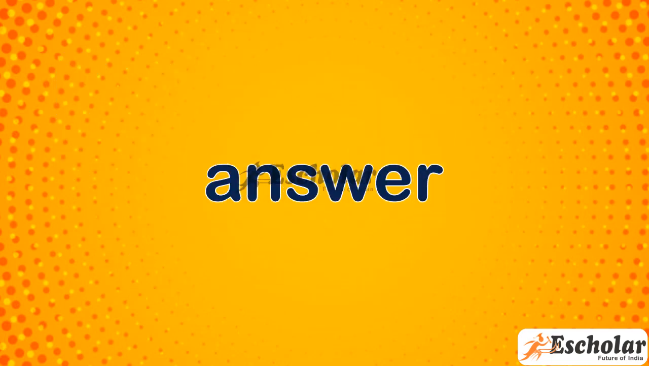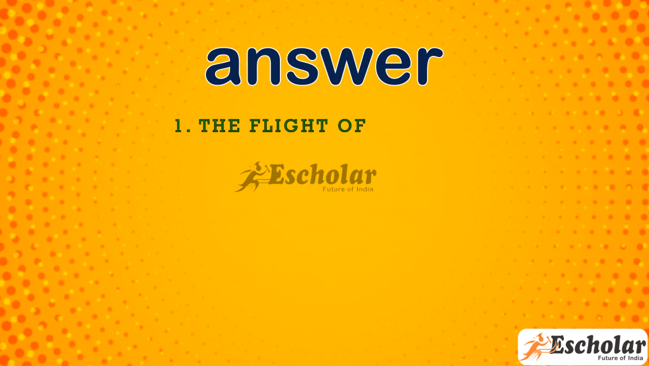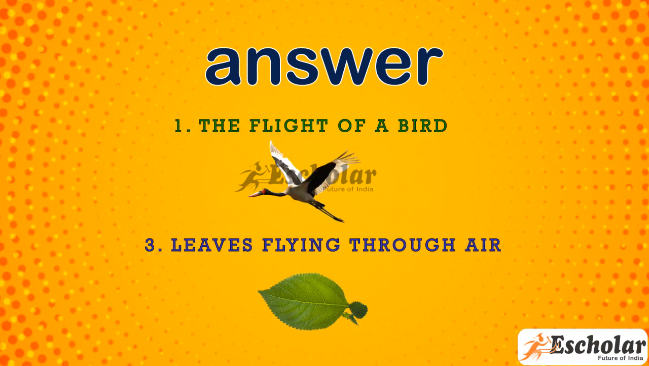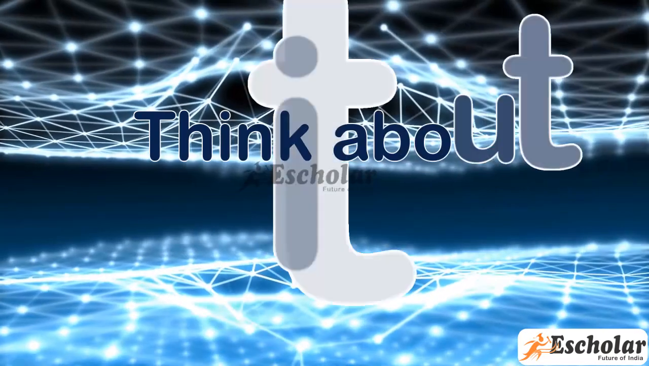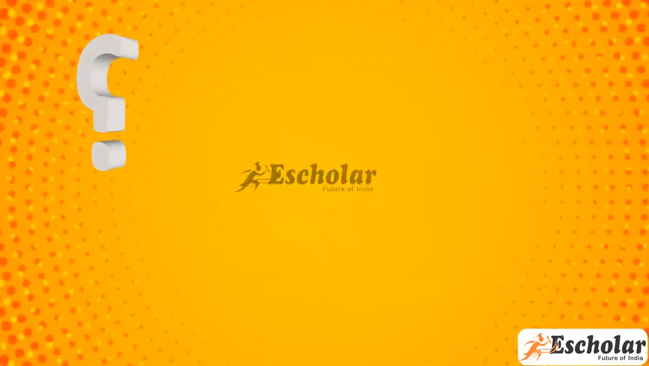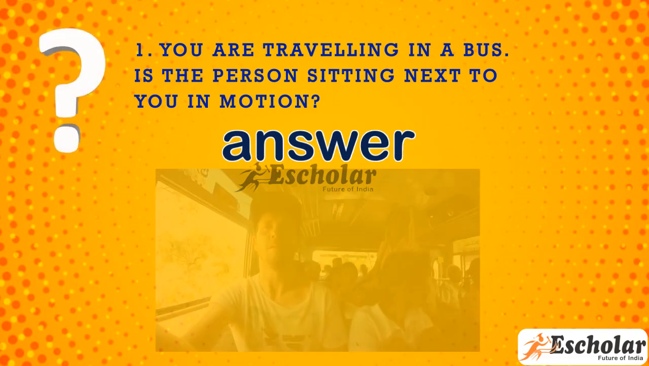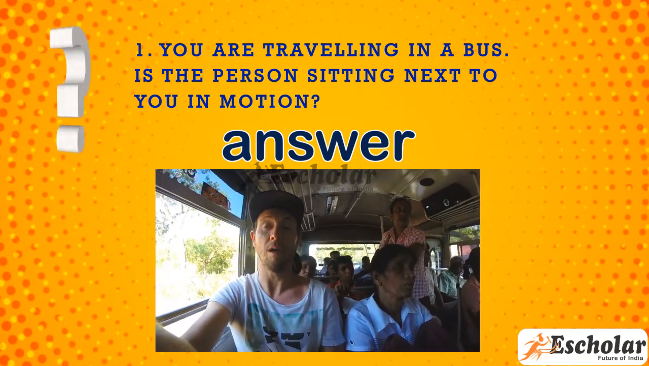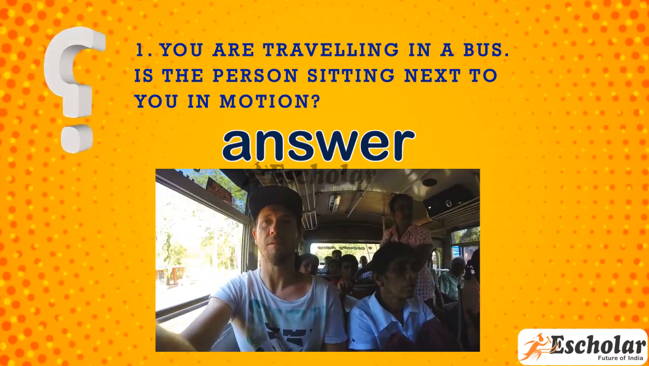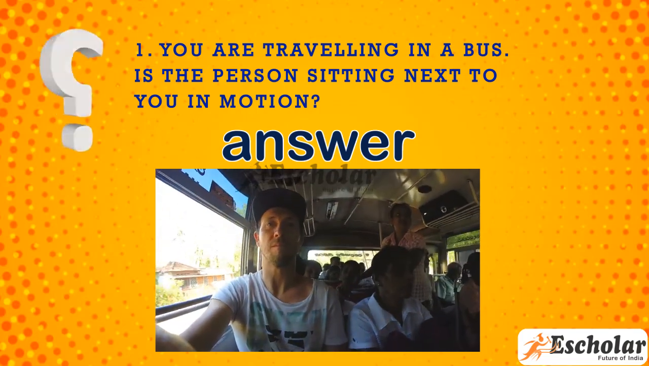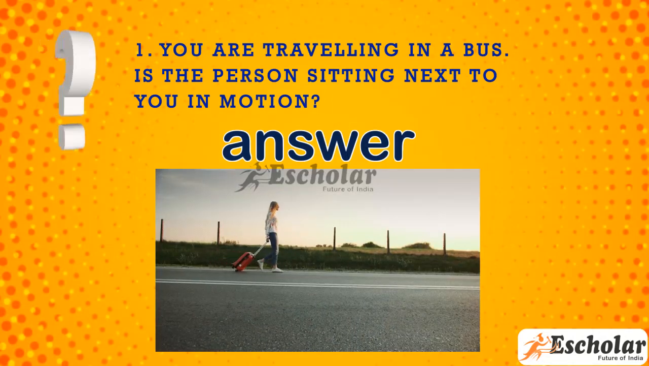Answer. We can sense the motion in the example number 1, the flight of a bird, and number 3, leaves flying through air. Think about it. Question 1. You are traveling in a bus. Is the person sitting next to you in motion? Answer. The person sitting next to me is not in motion with respect to me, but that person is in motion with respect to a person on the road.